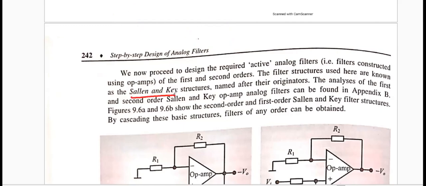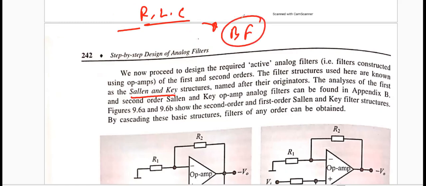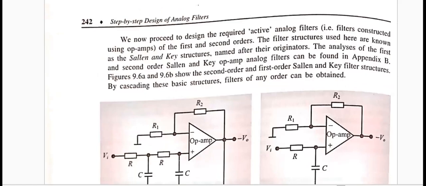Why is this very important? Because by using a conventional RLC circuit, you can't implement the Butterworth filter. You can write this statement down. Now the question is why, and why do we need this Sallen-Key or these active analog filters to design the Butterworth filter? Those are the two questions.